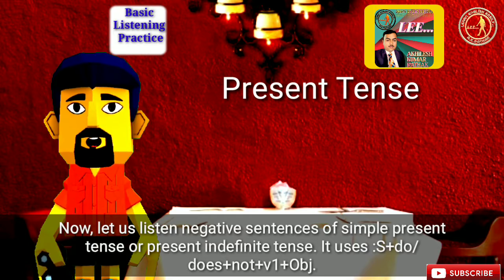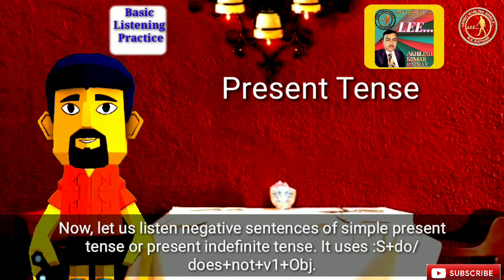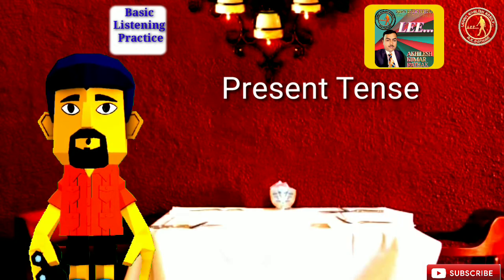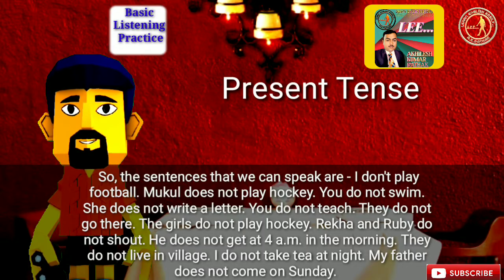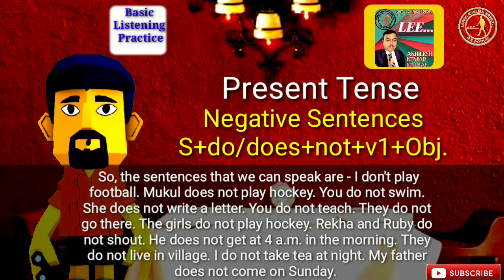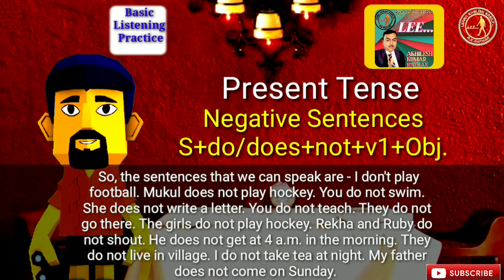Now let us listen to negative sentences of simple present tense or present indefinite tense. It uses subject plus do/does plus not plus V1 plus object. So the sentences that we can speak are: I don't play football. Mukul does not play hockey. You do not swim. She does not write a letter. You do not teach. They do not go there.